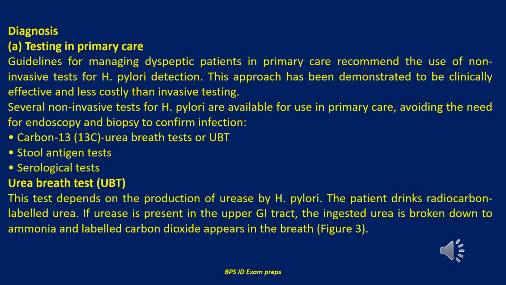This test depends on the production of urease by Helicobacter pylori. The patient drinks radiocarbon-labeled urea. If urease is present in the upper GI tract, the ingested urea is broken down to ammonia and labeled carbon dioxide appears in the breath, as shown in Figure 3.